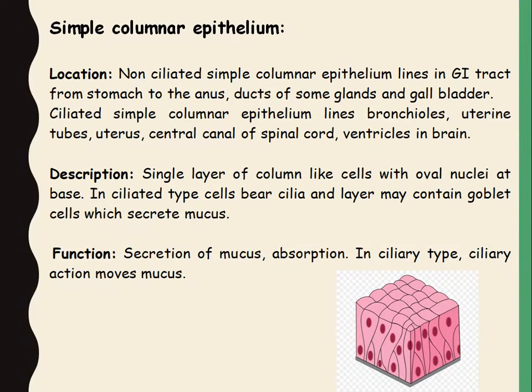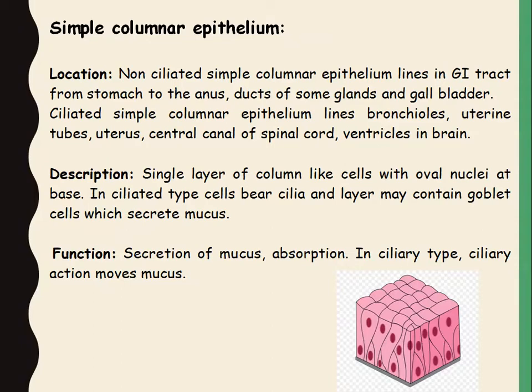Next one is the simple columnar epithelium. Location: non-ciliated simple columnar epithelium lies in the gastrointestinal tract from stomach to the anus, ducts of some glands and gallbladder. Ciliated simple columnar epithelium lies in bronchioles, uterine tube, uterus, central canal of spinal cord, and ventricles in the brain.